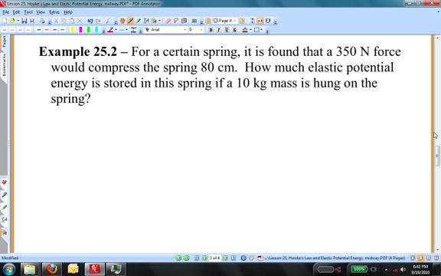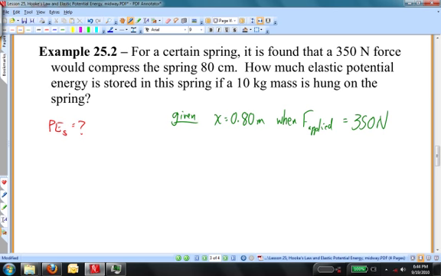Well, we've got several things to deal with here. We're trying to figure out the amount of elastic potential energy stored in the spring. And the conditions under which this elastic potential energy is stored are different than the conditions in which we're given information about the spring. We're told that a 350 Newton force compresses the spring by 80 centimeters. I'm going to convert that to meters.